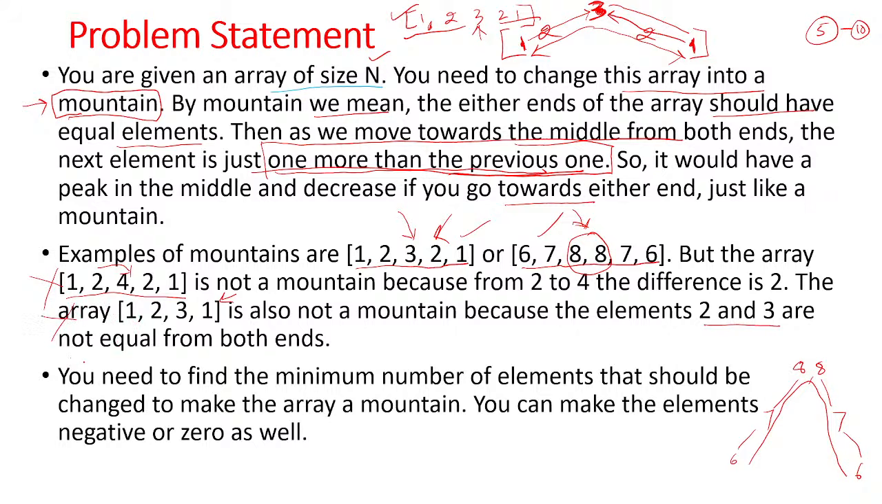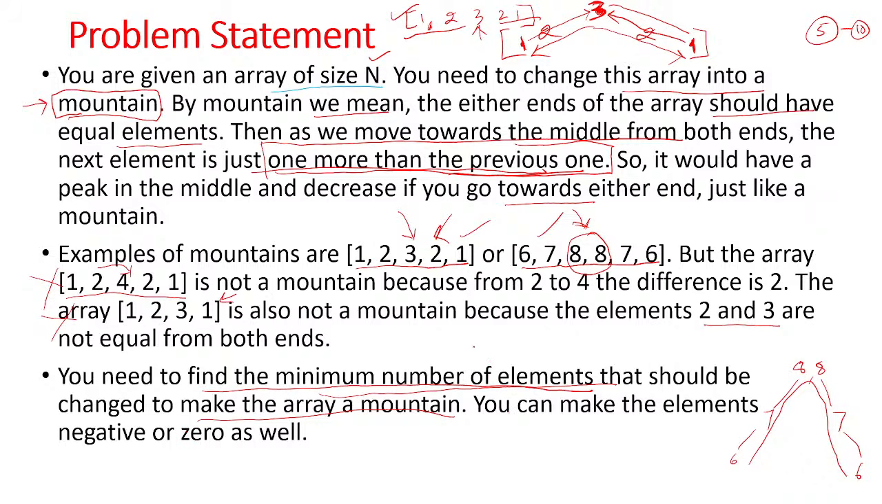So what you need to do is find the minimum number of elements that should be changed to make the array a mountain. You need to convert a given array into a mountain, using the minimum number of elements that should be changed.